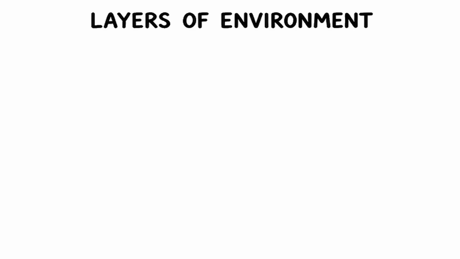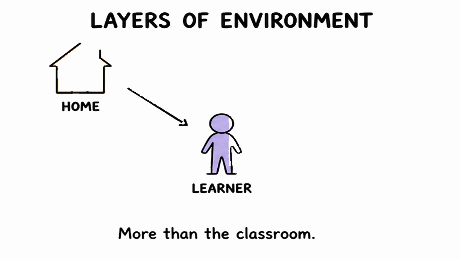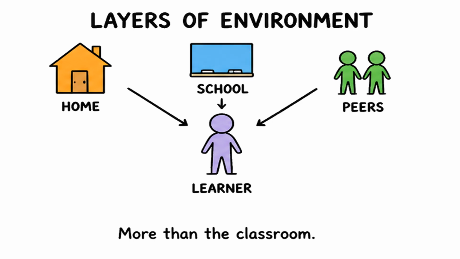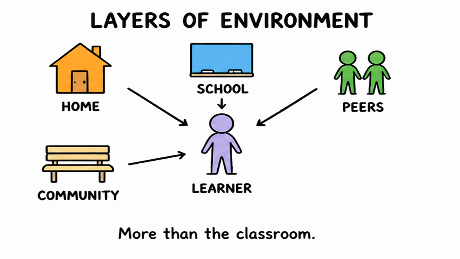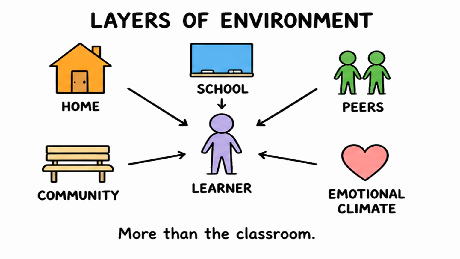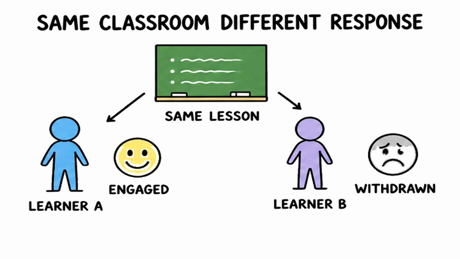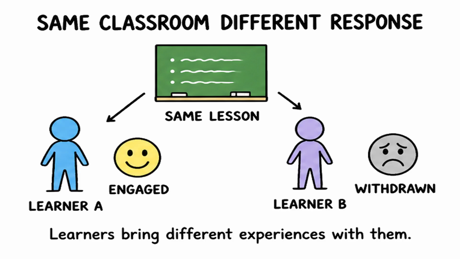Environment is much more than the classroom. It includes home relationships, school expectations, peer belonging, community resources, and the emotional climate of safety and support. These influences do not operate independently. The same classroom experience may affect different learners differently because learners bring different characteristics and experiences with them into the room.